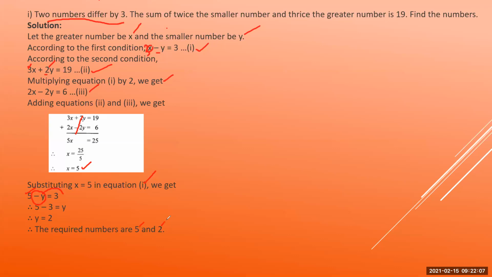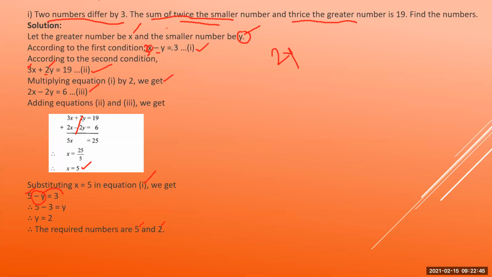Yes. Miss, can you explain to me how to form this second equation? 3x plus 2y equals 19. Yes. Okay. It is very easy, student. What is given? Look at the question. The sum of twice the smaller number. Sum is given. Whose sum is given? Twice the smaller number. Your smaller number is y, right? Twice it, that is, this is 2y. Now, this sum is given to us. With whom we have to do this sum? This sum we are going to do with thrice the greater number.